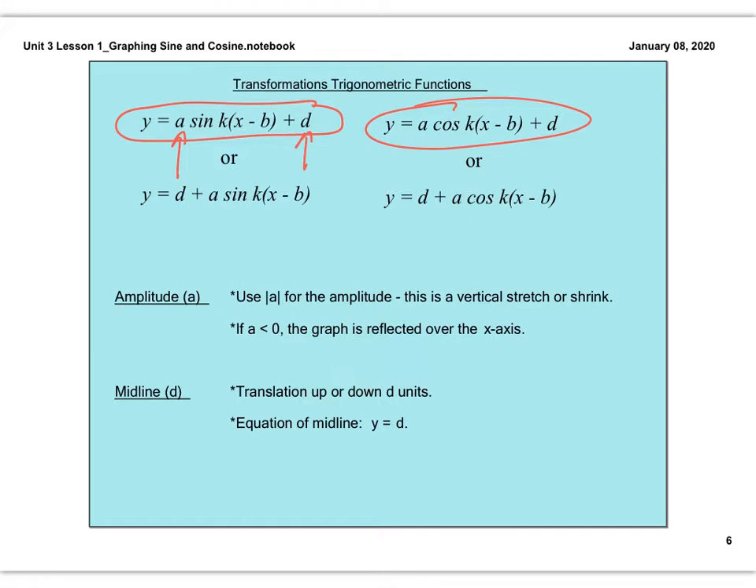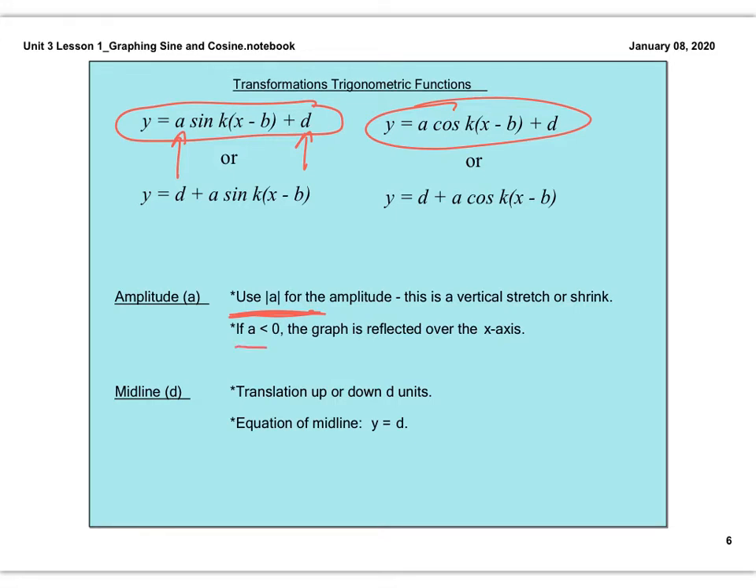So instead of the midline always being at y equals 0, we're going to shift our graph up and down. And so amplitude, you can see here, it's going to be the absolute value of A. So whatever coefficient is in front of our function, whatever number is in the A spot, if we take the absolute value of that, that's going to give us our amplitude.